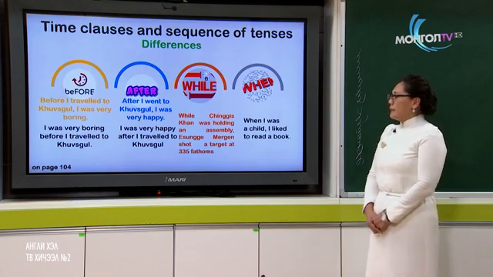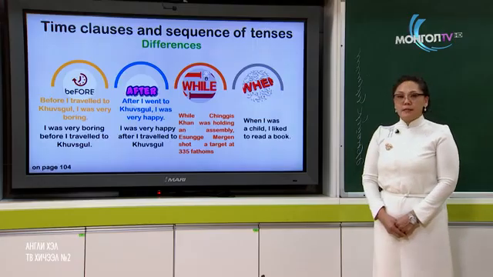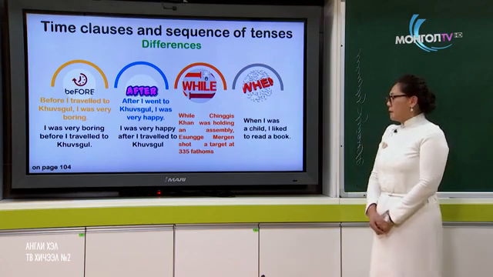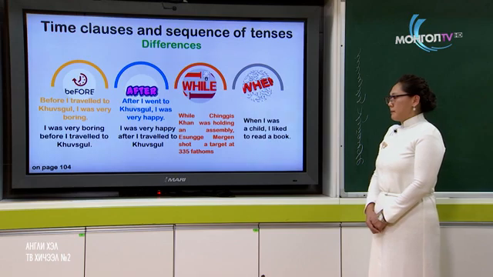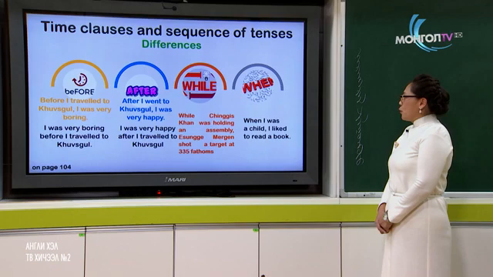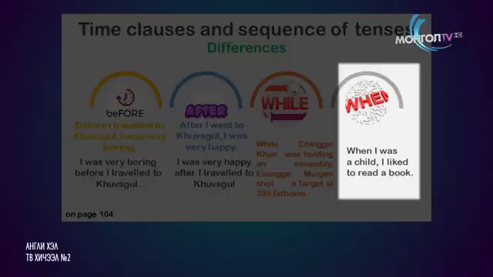Okay, third one is while. While Chinggis Khan was holding an assembly, Yisunge Mergen shot a target at 335 fathoms. When you use while, the action is longer. But when you use the past simple, shot, this action is shorter. The last one is when. When means at this time. At this time, I was a child, same as when I was a child, I liked to read books.